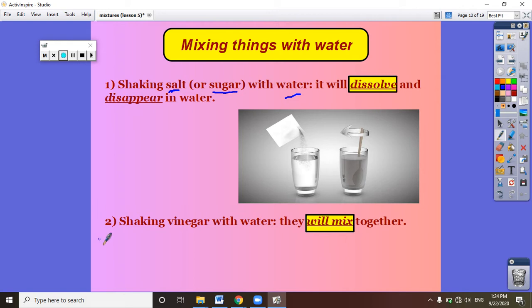Number 2. If we make a mixture of vinegar and water, which type of mixture are they? Yes, liquid. Which method can I use to make a liquid mixture? Yes, shaking or, very good, stirring. So when we make a mixture of vinegar and water by shaking or stirring, they will mix together. So salt or sugar in water, the salt or the sugar will dissolve in the water. Vinegar and water, the vinegar and the water will mix together.